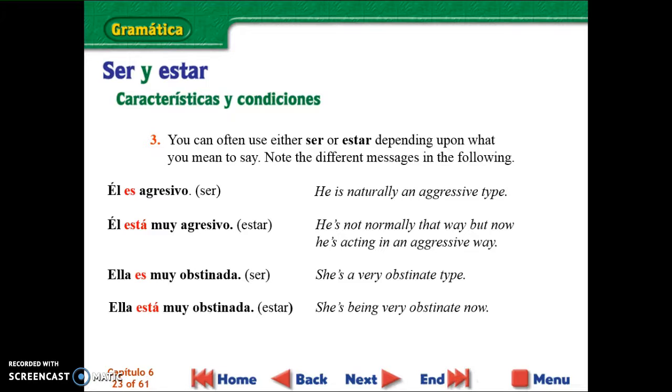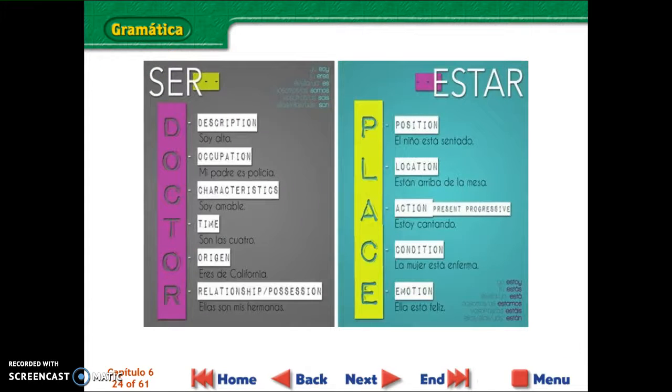This is not a typical trait of hers. She's just being very obstinate right now. So hopefully you could see the difference between those two. This next slide, I have the details behind the differences between ser and estar. Again, ser being permanent, estar being temporary for the most part.